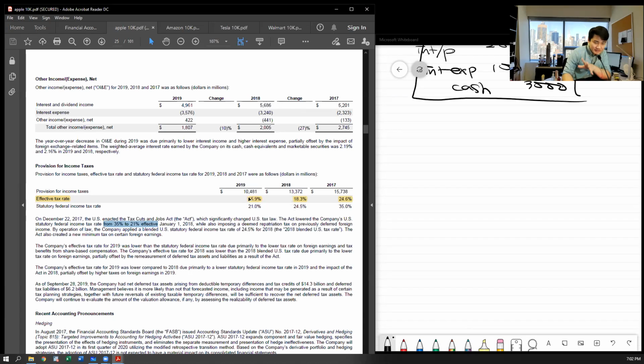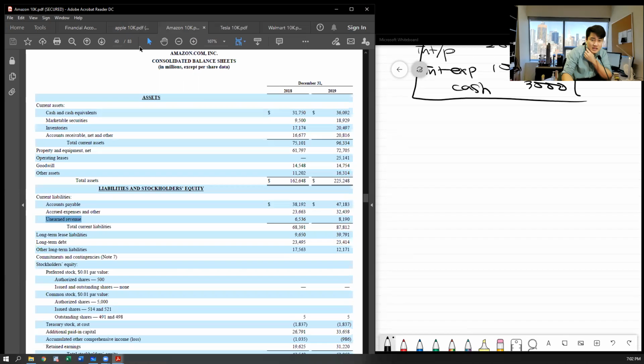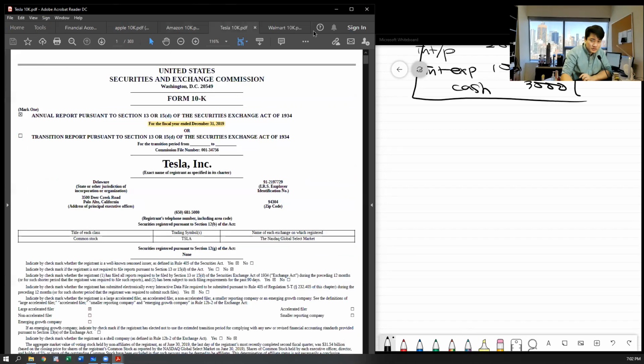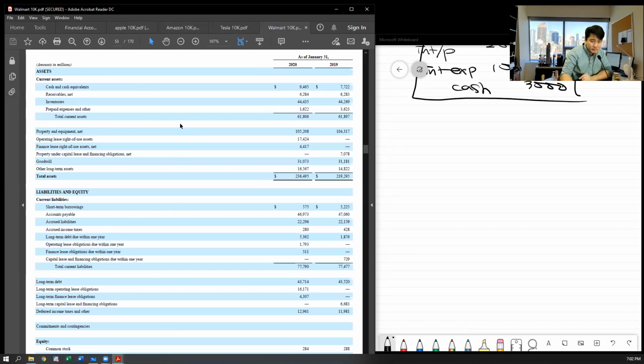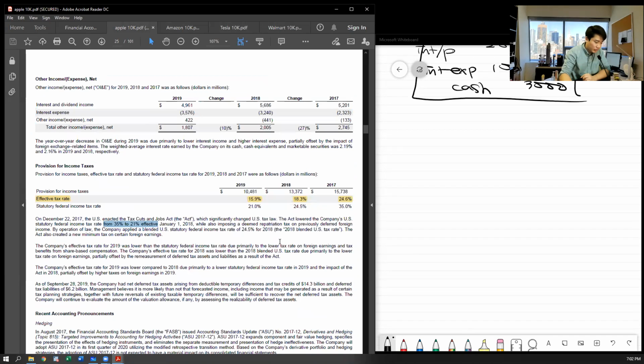Anyways, what I want you to take from this is that companies do disclose their tax rates, how much they are paying for taxes. So that was on Apple. I think Amazon also talks about it. Literally all companies report something related to taxes, so you can easily find them in their financial statements, okay? So this is just one example.